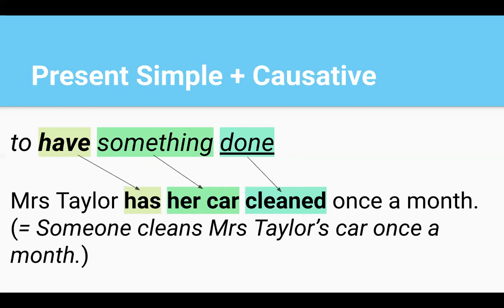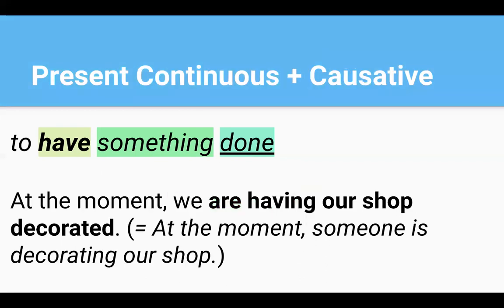You can also use that for the present continuous. For example, at the moment, we are having our shop decorated. Все по структуре то же самое. Вы меняете have, ставите в то время, в которое вам нужно, затем идет дополнение our shop, и затем вы показываете действие decorated. Ставите decorate форму ed, потому что это просто правильный глагол. Этим предложением вы показываете, что не вы украшаете, а кто-то делает за вас. At the moment, someone is decorating our shop.